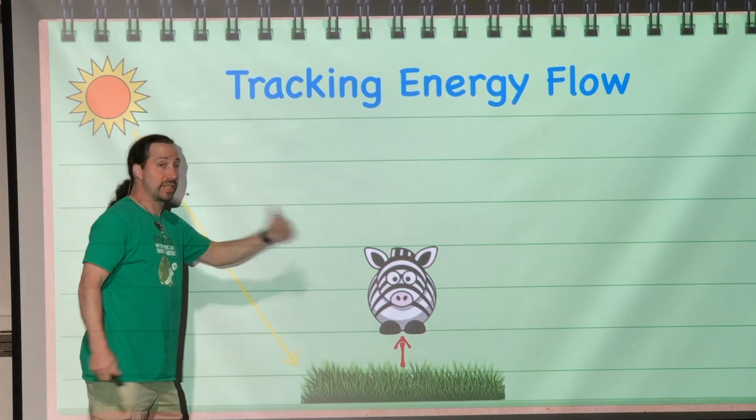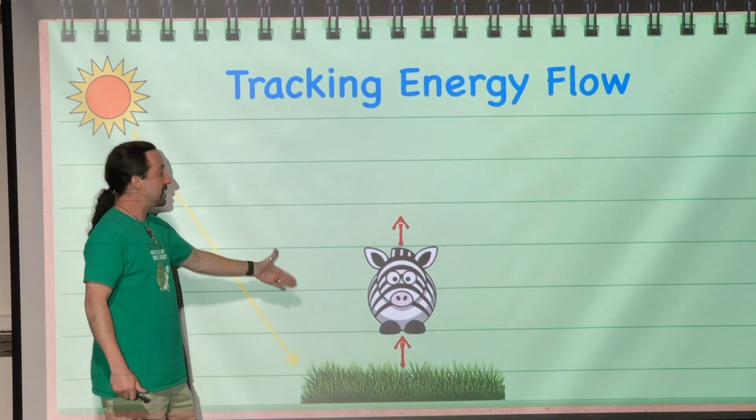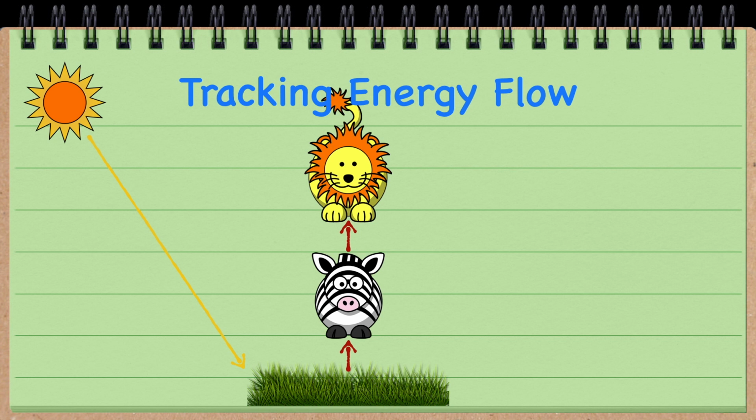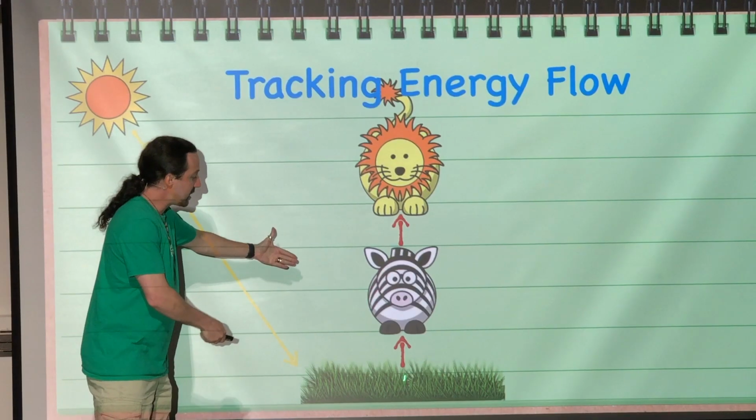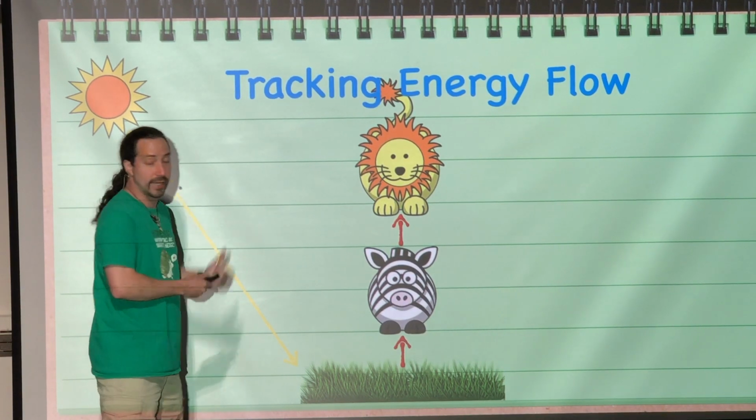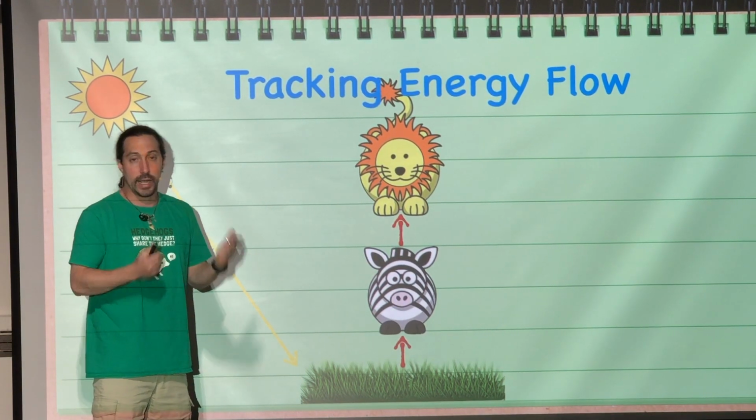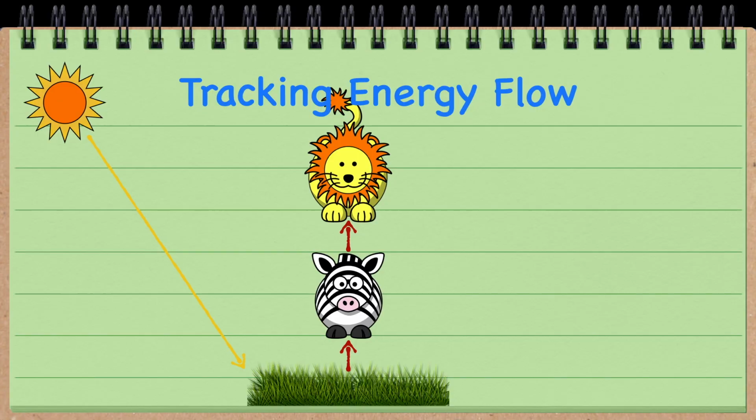But it doesn't necessarily stop there. The energy from the zebra could end up in a lion, as the lion hunts and then eats the zebra. Notice that the arrows show the direction that the energy is moving in. The energy goes from the organism that is consumed into the organism that consumes it.